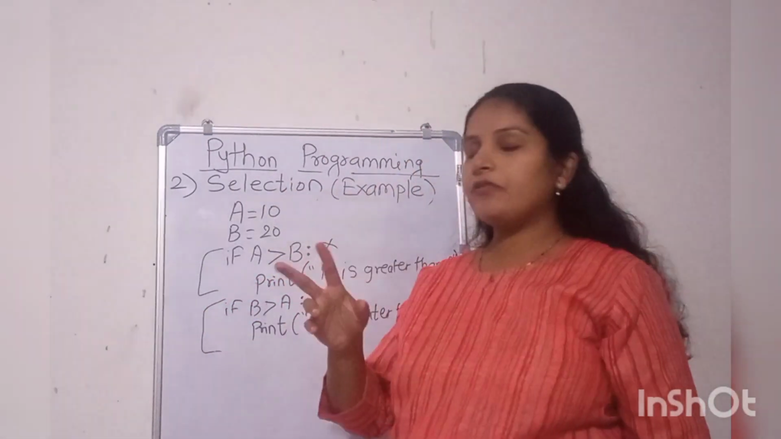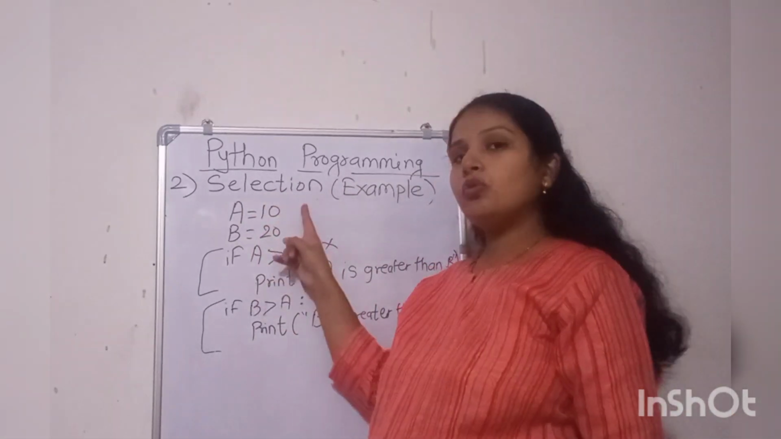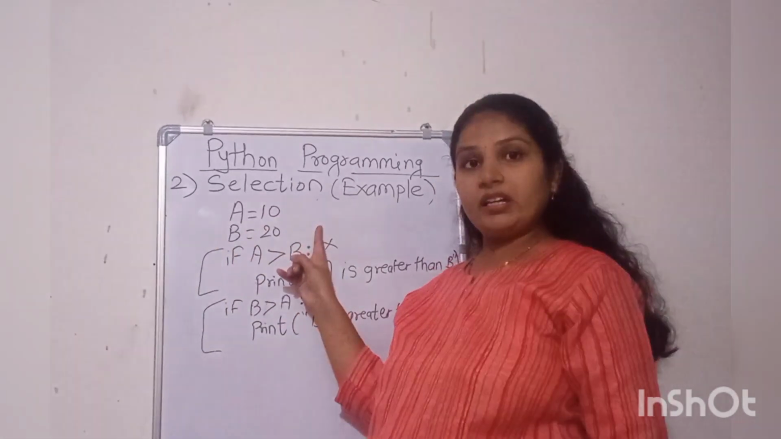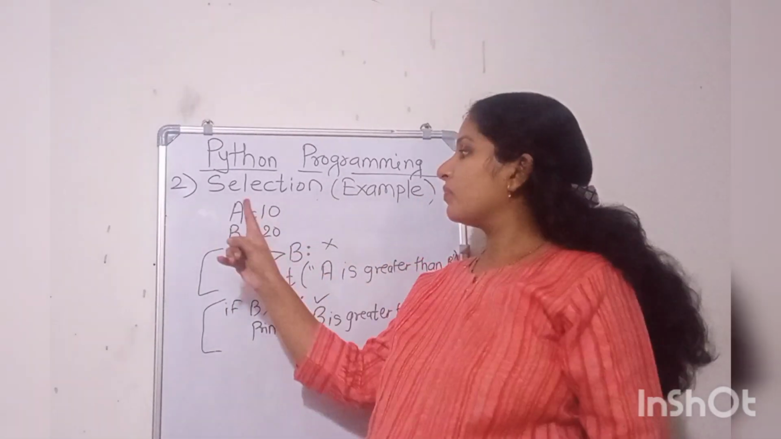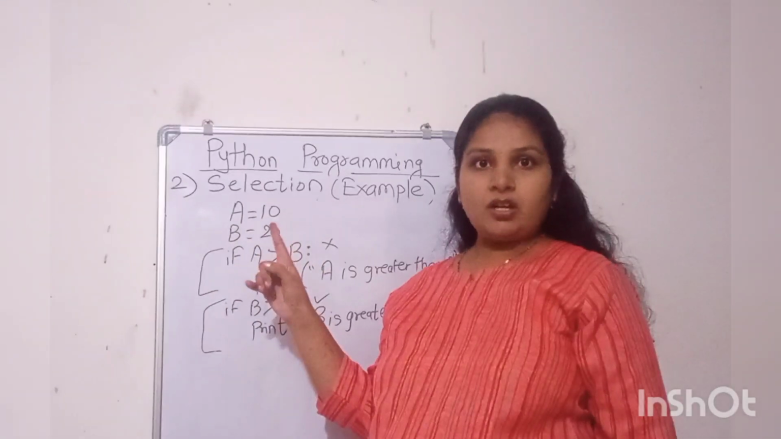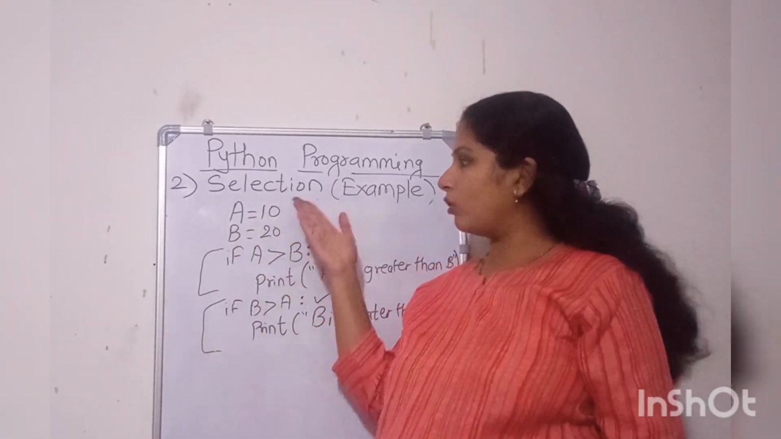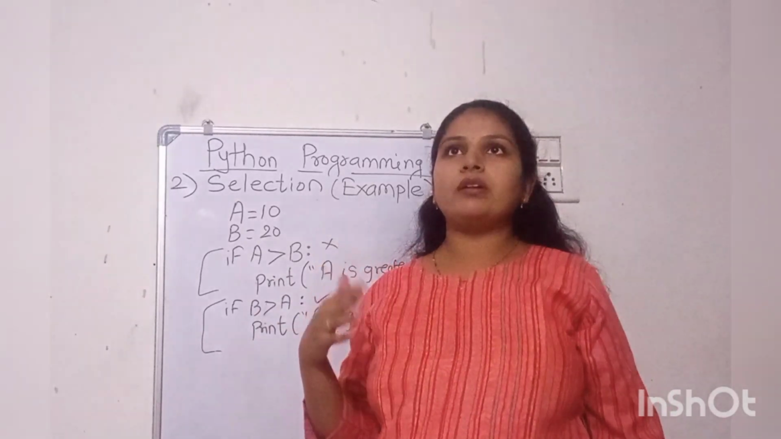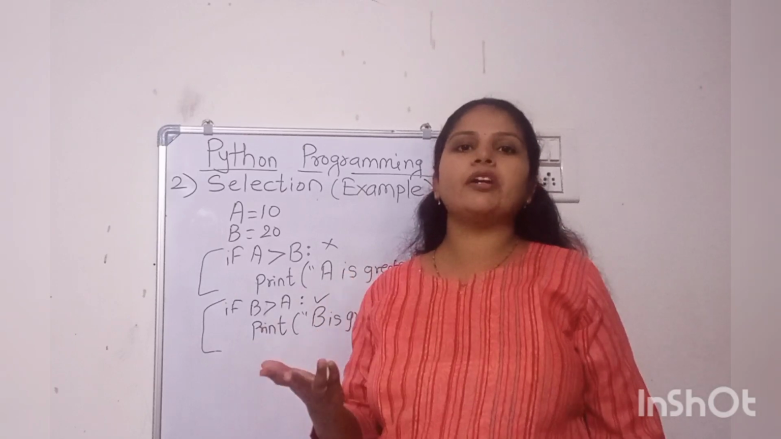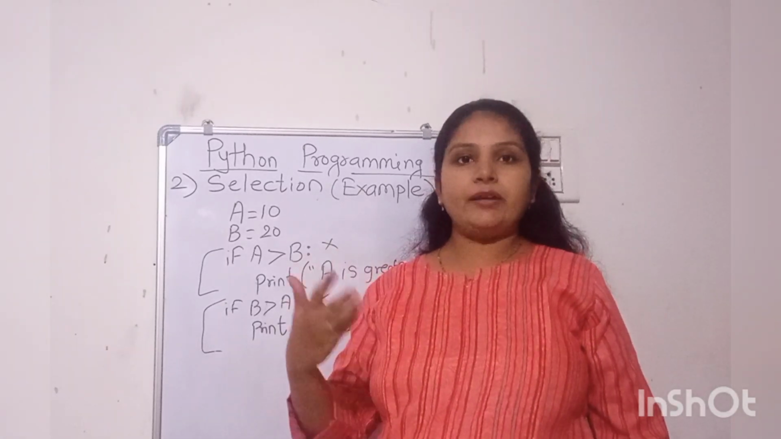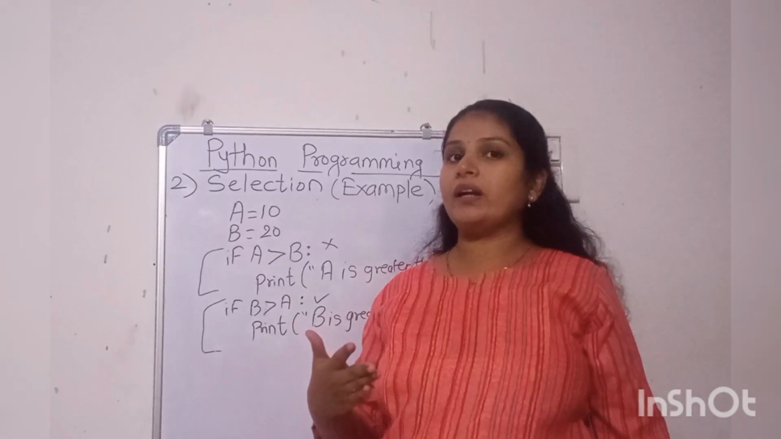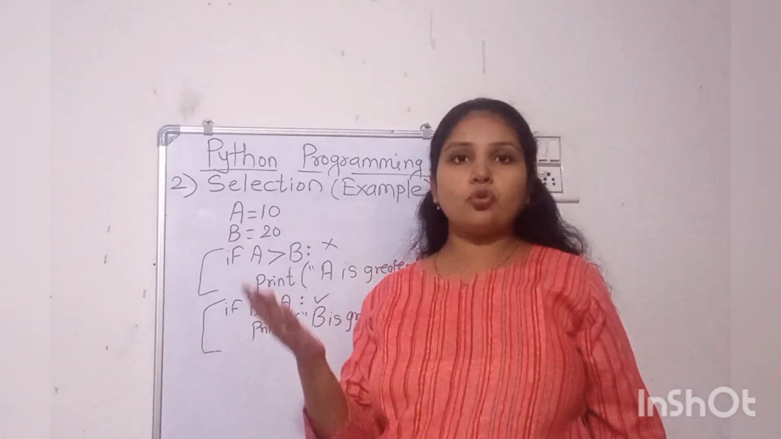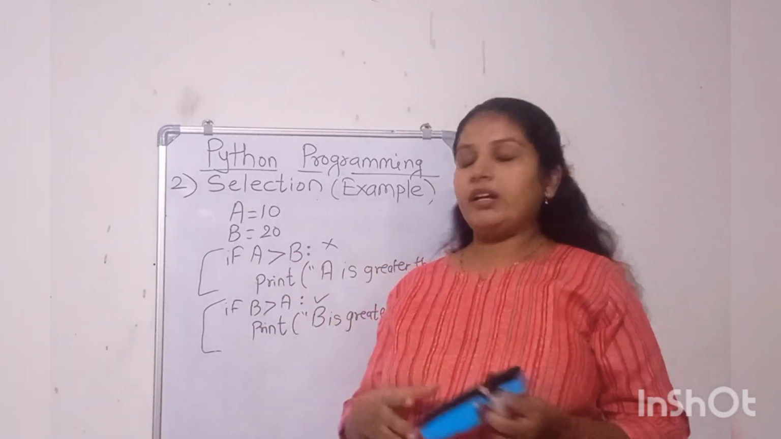Here, what is the difference? We are giving the value in the program itself. A equal to 10, B equal to 20. That means we are giving the value in the program itself, so your values won't change. You already know the result. But what if I want to enter a different value every time I execute the program? I as a user should have a chance to enter the new value every time.